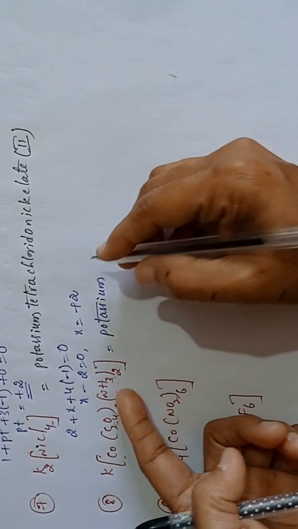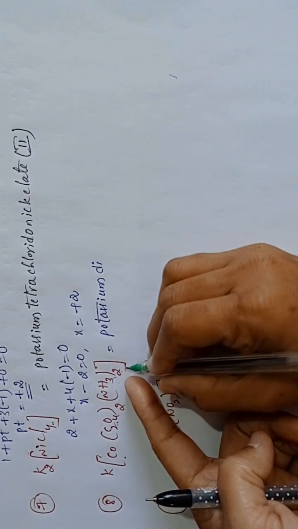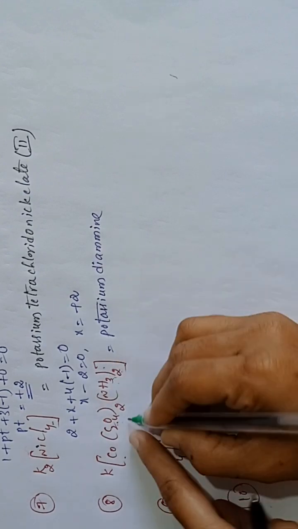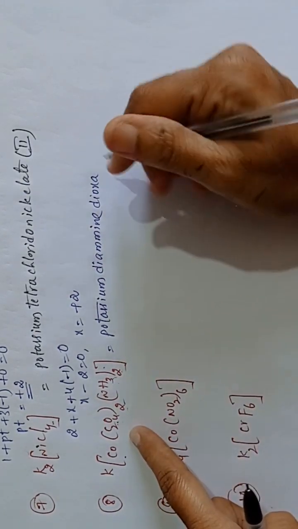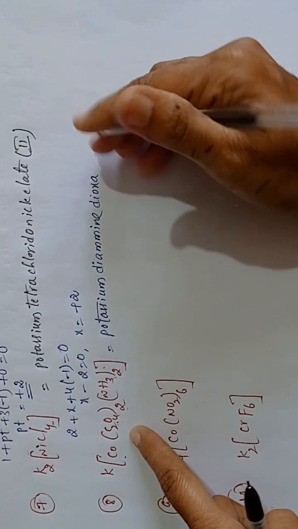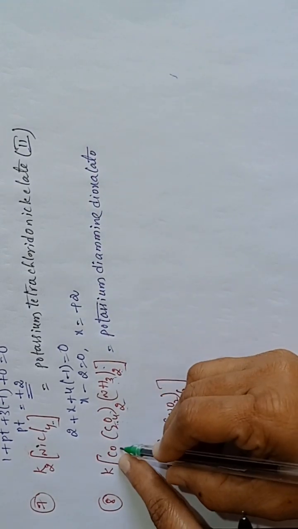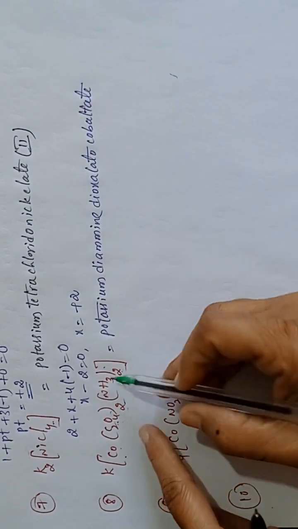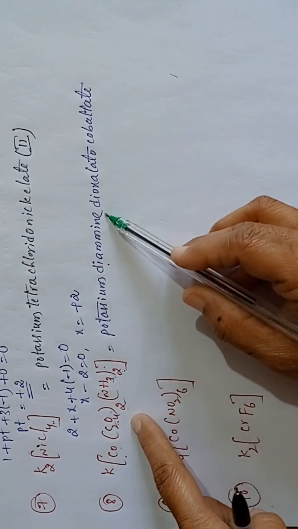Okay, so amine. How many amines are there? 2 are there. That's why we have to take the prefix diamine. Next, this one, dioxalato. Clear? Diamine, dioxalato. Okay. Next, this is cobaltate.